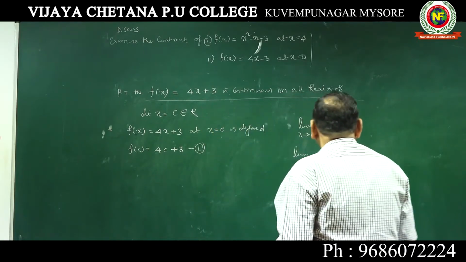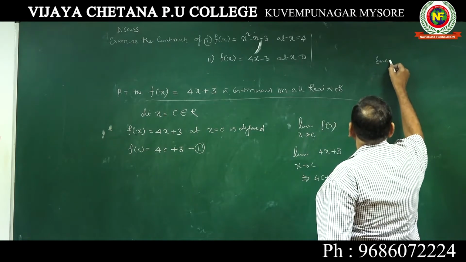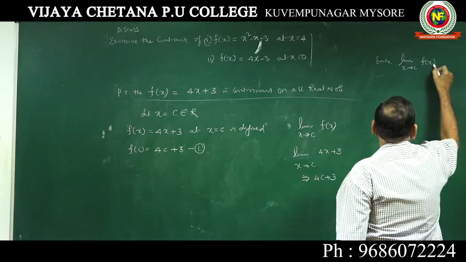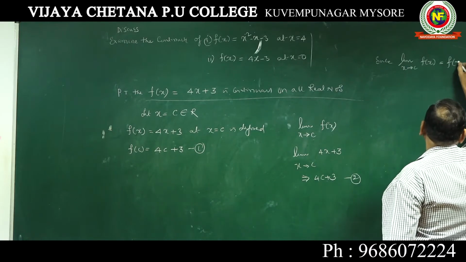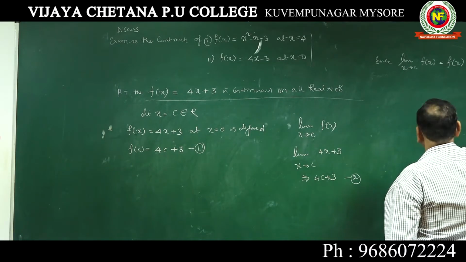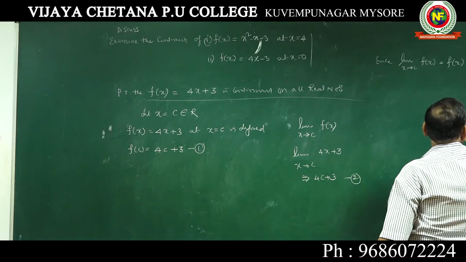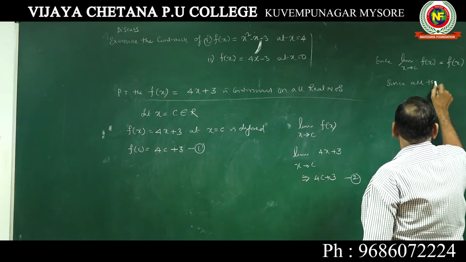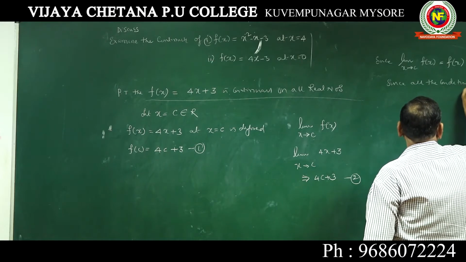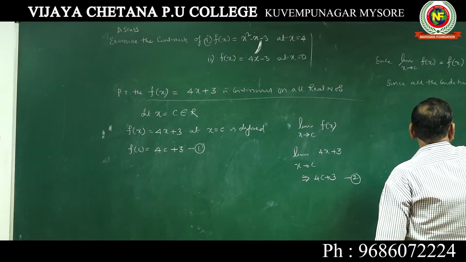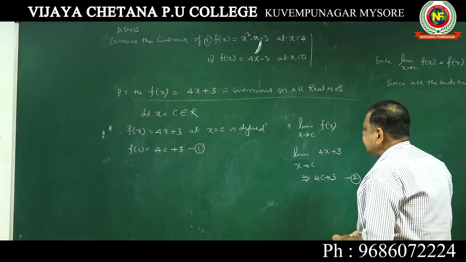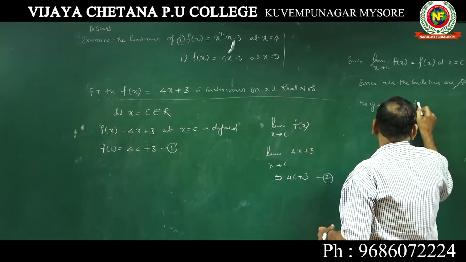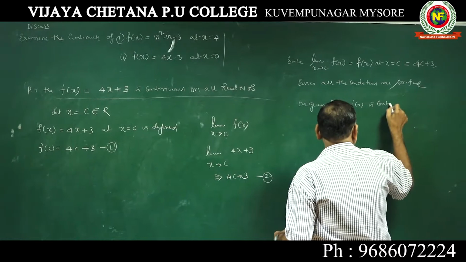Therefore, it is continuous. Finish. Only just 2 lines. Now, what you should write? Since limit x tending to c of f of x is equal to f of x at x equal to c, both are 4c plus 3. Since all the conditions are satisfied, the given function f of x is continuous on all real numbers.